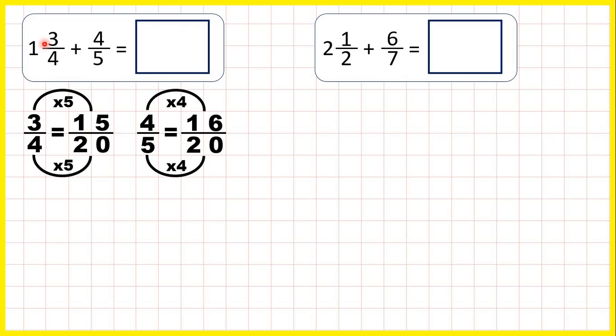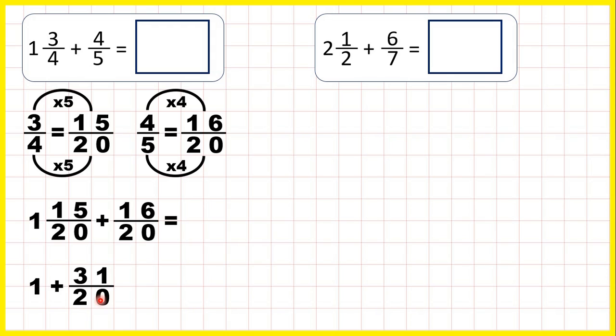So instead of 1 3/4, we can write 1 15/20, and instead of adding 4/5, we can add 16/20. So now the only whole number we're adding is 1, and now 15/20 plus 16/20 is 31/20, because remember, when we're adding fractions, the denominator stays the same.